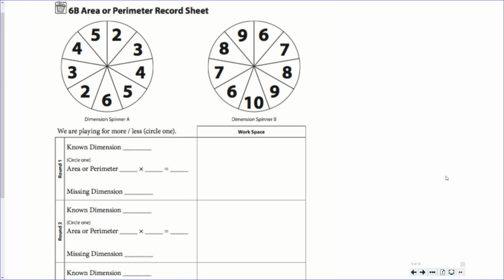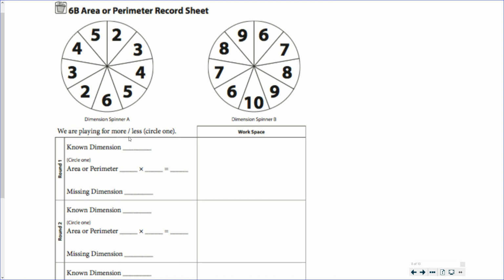But I will show you how we will go through and play this game. So the very first thing that you want to do is throw your more or less dice. And again, you won't have that at home, so just go ahead and you can flip a coin. Heads could be more, tails can be less. Whatever shows up for you, you get more, you get less.